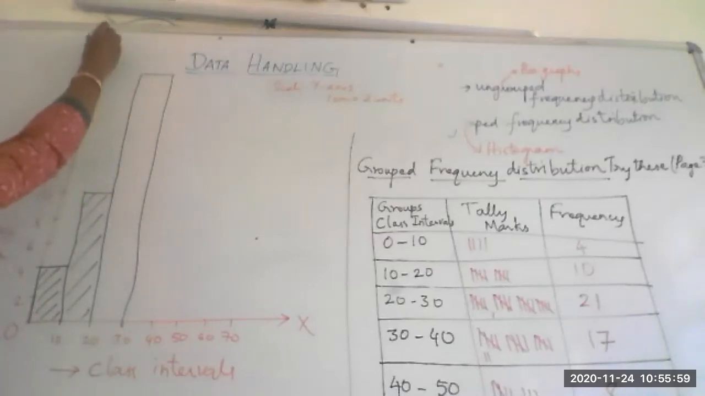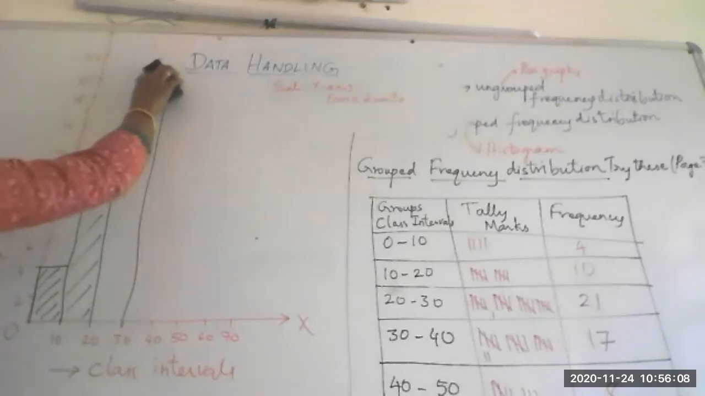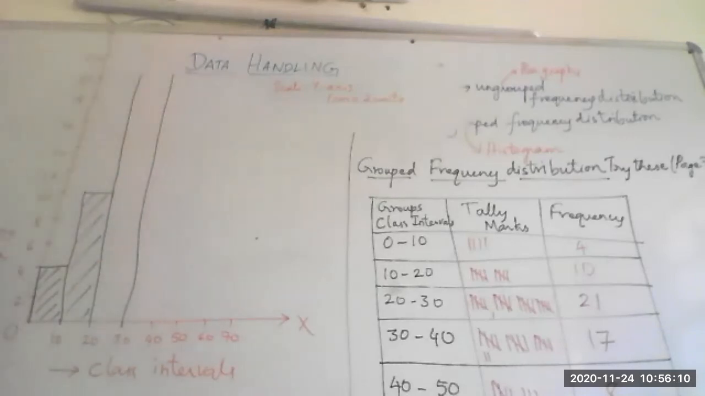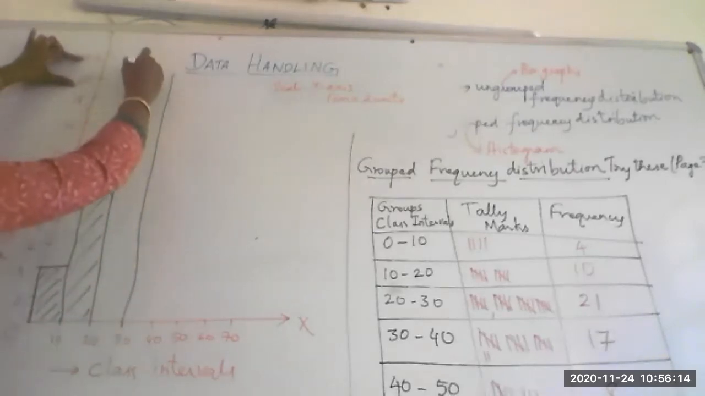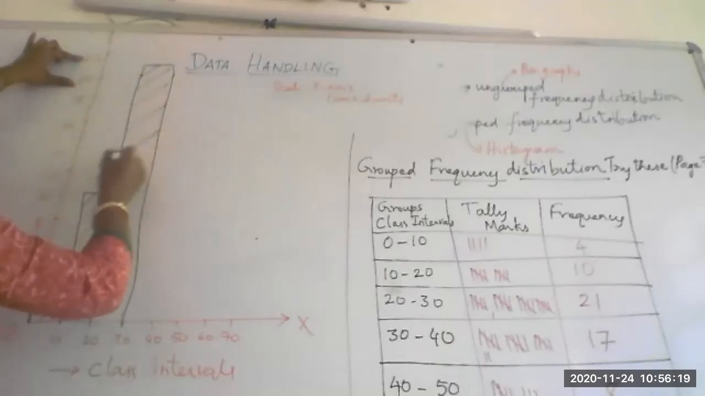Ma'am is telling only even numbers. This will be 18, this will be 20, this will be 22. Then how will I get 21? Where will I go and search for 21? In the middle of 20 and 22. The center of your 20 and 22. So this will be your third class interval.